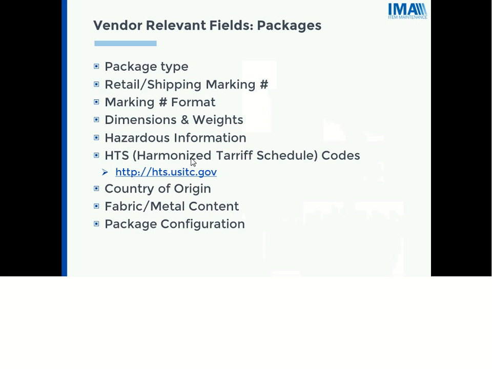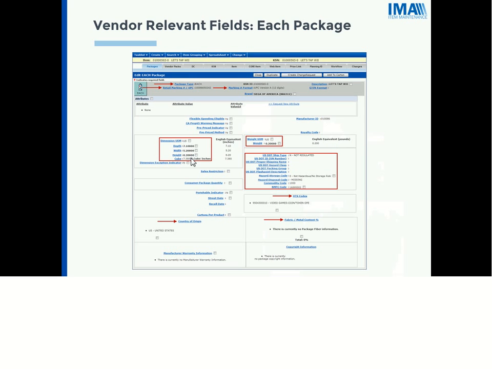So there are a lot of fields relevant to you as the vendor on the package tab. You own most of the fields that are on this tab. We have your package type, the retail shipping marking number, the marking number or format, dimensions and weights, hazardous information, HTS codes, country of origin, fabric metal content, and package configuration.